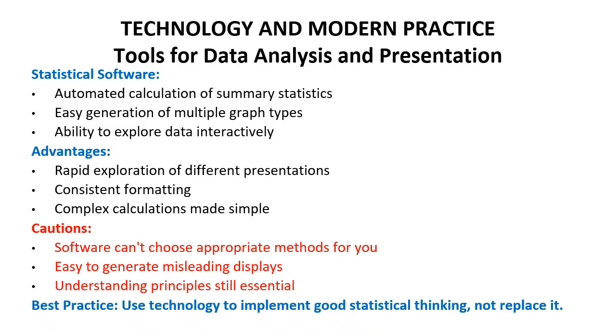Now, here's the thing. The software cannot choose your appropriate method for you. Okay, it's also easy to generate misleading displays. We've already mentioned this, and understanding the principles still is highly essential. One of the biggest things is if we put garbage into our software, we get garbage out, and SPSS cannot fix bad data. Another thing is it's extremely easy for us to mislead people by generating inappropriate analysis quickly. And one of our best practice concepts is use technology to implement good statistical thinking, not to replace it. The computer should always be your assistant, not your decision maker. One of the key things is to learn the principles first and then use the software.